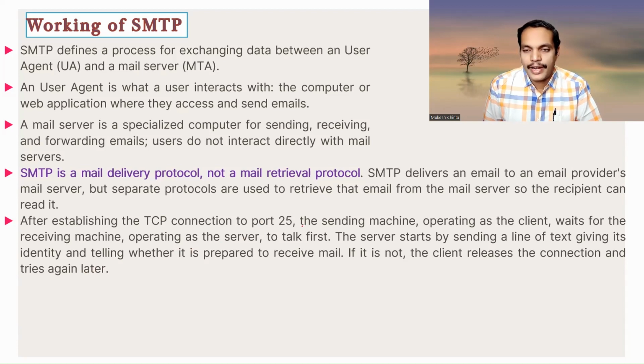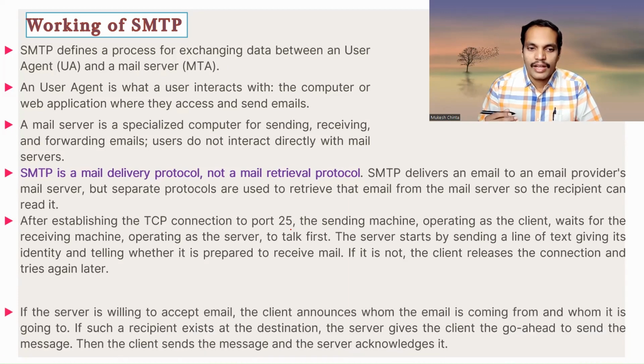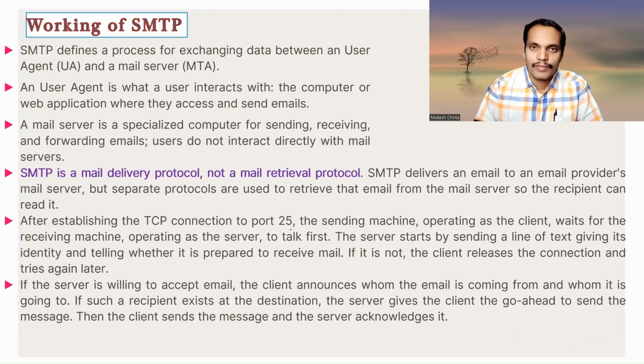So once the connection is made, the server initiates by saying whether it is prepared to receive the email or not. If it is ready to receive the email, then the client can start sending it. If it says, no, I'm sorry, I cannot receive any email right now, the client has to terminate the connection and redo it completely. If the server is willing to accept email, the client announces whom the email is coming from and whom it is going to. If such a recipient exists at the destination, the server gives the client the go ahead to send the message. Then the client sends the message and the server acknowledges it.